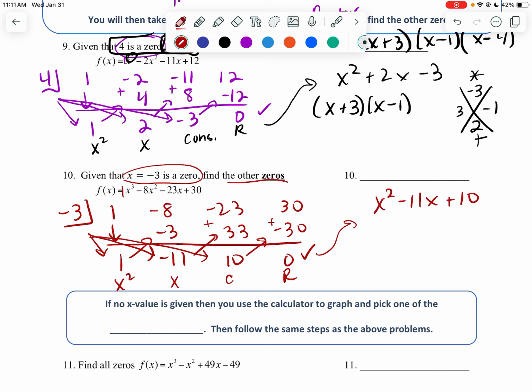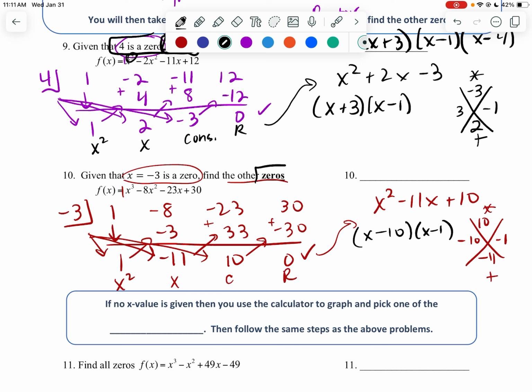Now this one I want the zeros, so I do need to factor. So I'm going to multiply to 10, add to negative 11. So that's 2 negatives, negative 10, negative 1. So that's x minus 10, x minus 1. Now the last question, those are my answers.